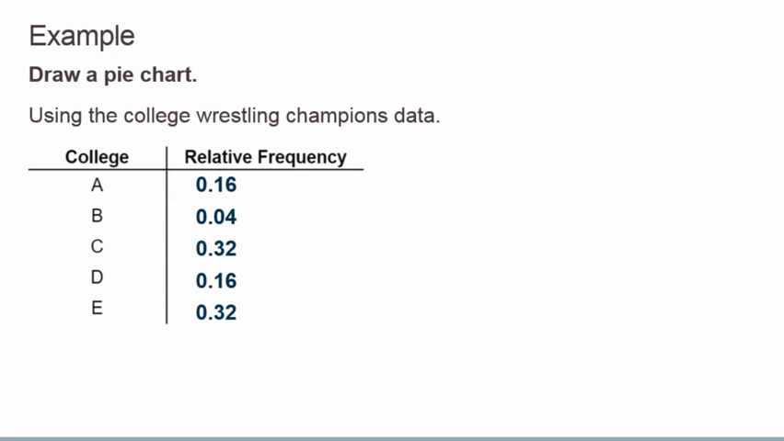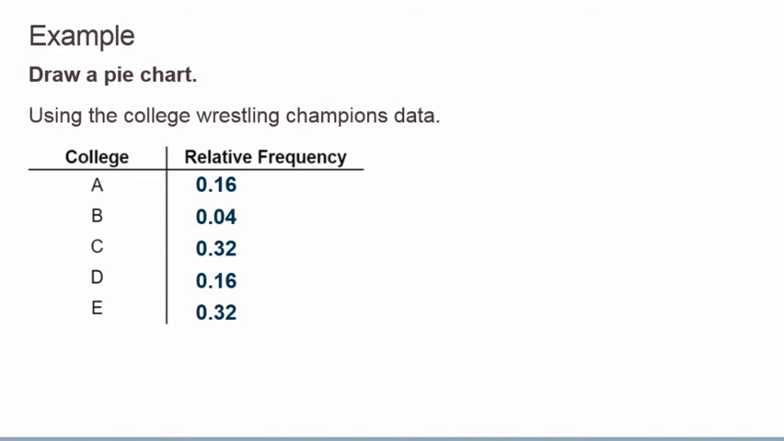Example: draw a pie chart. Using the College Wrestling Champions data, College A has a relative frequency of 0.16, College B has a relative frequency of 0.04, College C has a relative frequency of 0.32, College D has a relative frequency of 0.16, College E has a relative frequency of 0.32.